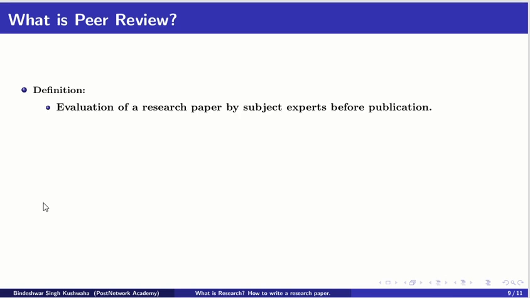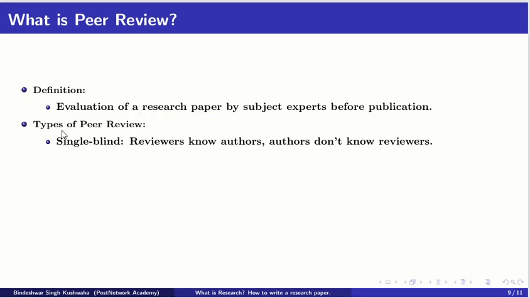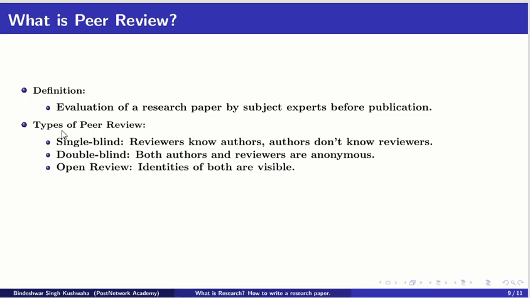What is peer review? That is a very popular term in the research domain. It is the evaluation of a research paper by subject experts. That means somebody evaluates your work. Types of peer review: there are three types. Single blind means reviewers know authors, but authors don't know reviewers. Double blind means both authors and reviewers are anonymous, both don't know each other. Open review means identities of both are visible.